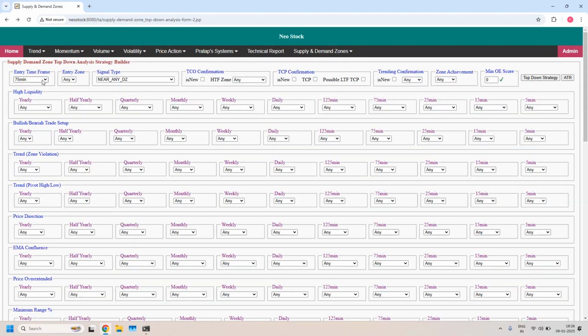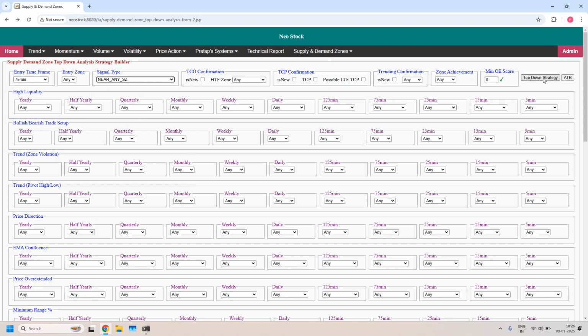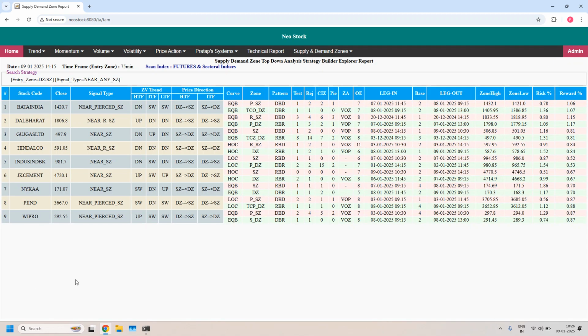Okay. Next, for 75 minutes time frame, let us find the stocks near to the 75 minutes supply zone. We got 9 stocks. Let us identify high liquidity supply zones from this list. It is invalid because it is pierced. So Hindalco is a valid high liquidity 75 minute supply zone. That's it. We have only one high liquidity 75 minute supply zone from this list.